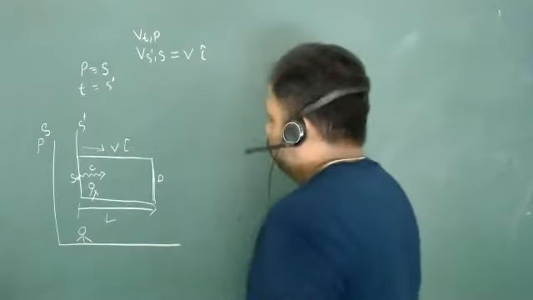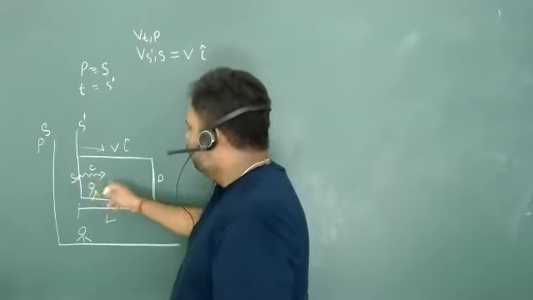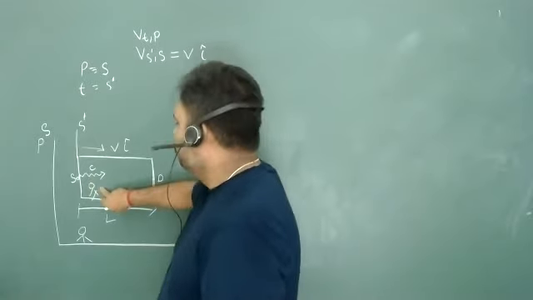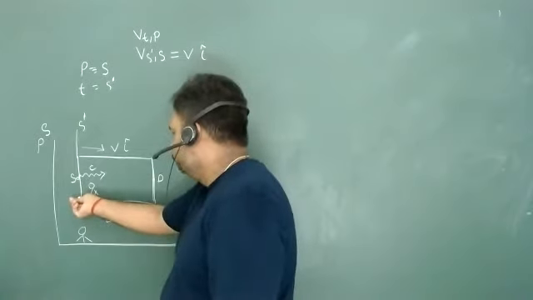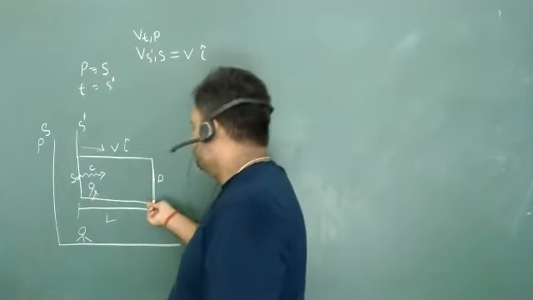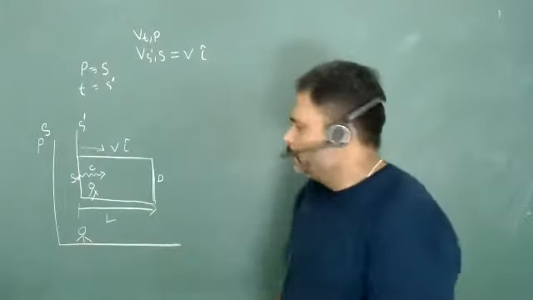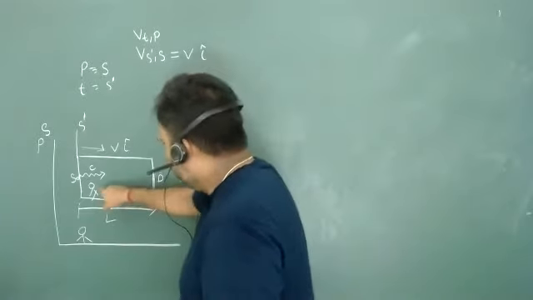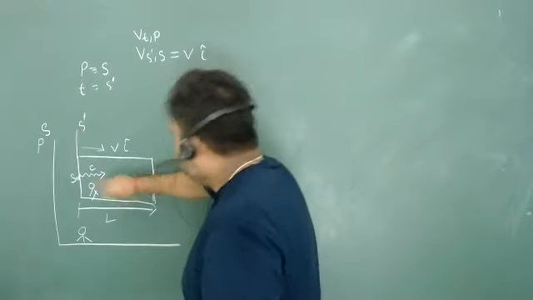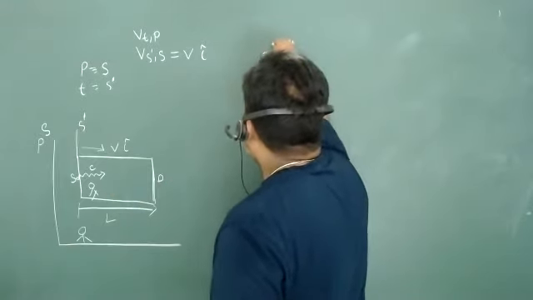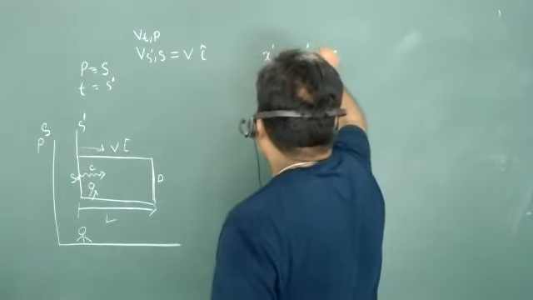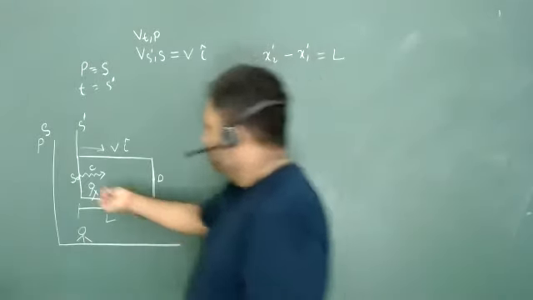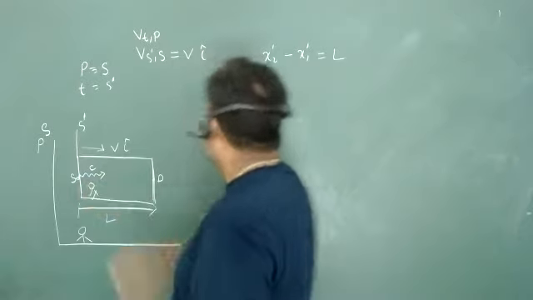Now, how will this person measure the speed of light? He will just measure this distance and the time, isn't it? And he will see that the speed of light is constant c, and he knows that the speed of light is c basically. So can I write, with the S dash frame, x2 dash minus x1 dash is equal to L? Can I write this? Yes, I can write. With respect to this particular person, this length is L.